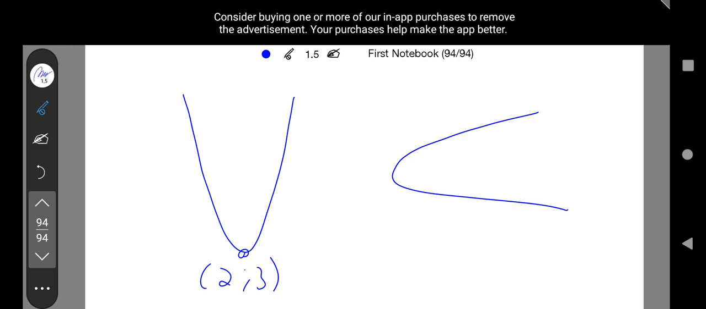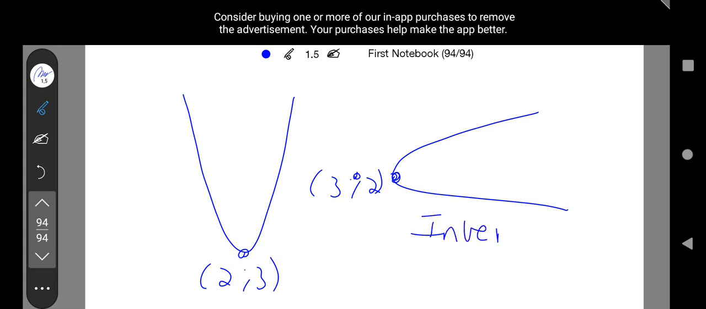So to get the inverse, we know that we will have switched the x and the y values, and here we will have (3; 2) instead of (2; 3), because it's the inverse. So how do we know it's a function or not? How do we know if the inverse is a function?